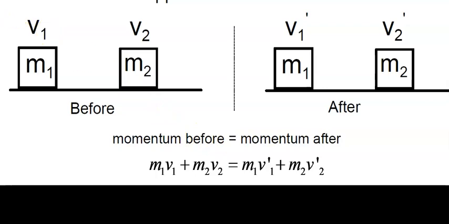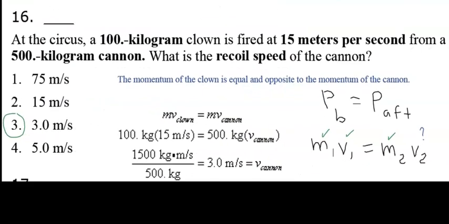Let's go back to the problem. When the explosion happens, both masses go into motion. M1V1 equals negative M2V2. The way it's organized here, they have the clown on the left and the cannon on the right: mass of the clown, speed of the clown, mass of the cannon, and the unknown recoil speed of the cannon. Then we simply solve 100 kilograms times 15 meters per second divided by 500 kilograms, and that gives us 3 meters per second. That is an elastic collision because momentum and kinetic energy are conserved.